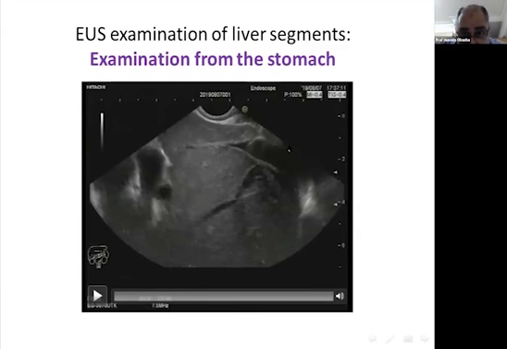Here our landmark is putting the probe of the echo endoscope, or the tip of the echo endoscope, at the cardia. With gentle clockwise and anti-clockwise rotation, we can search for our landmark, which may be the abdominal aorta. If I find it, then I can do counterclockwise 90 degrees to find our landmark to start liver examination, which is the IVC, inferior vena cava.